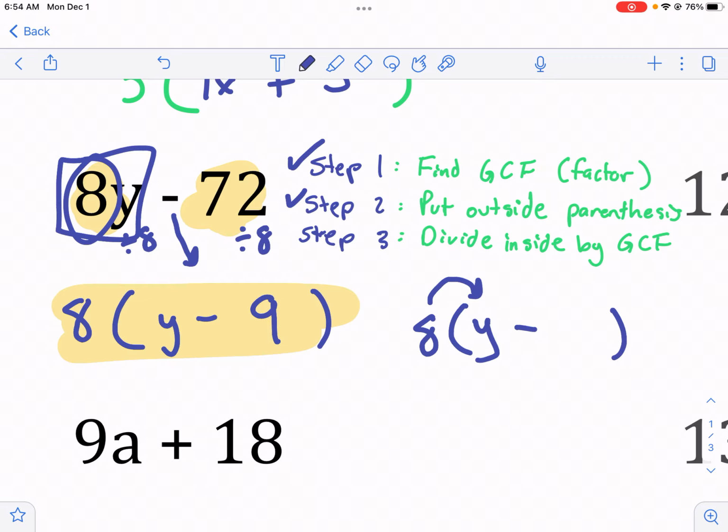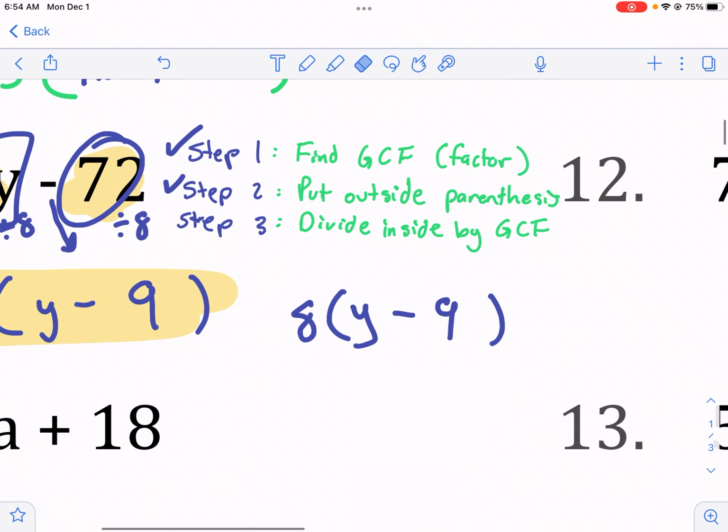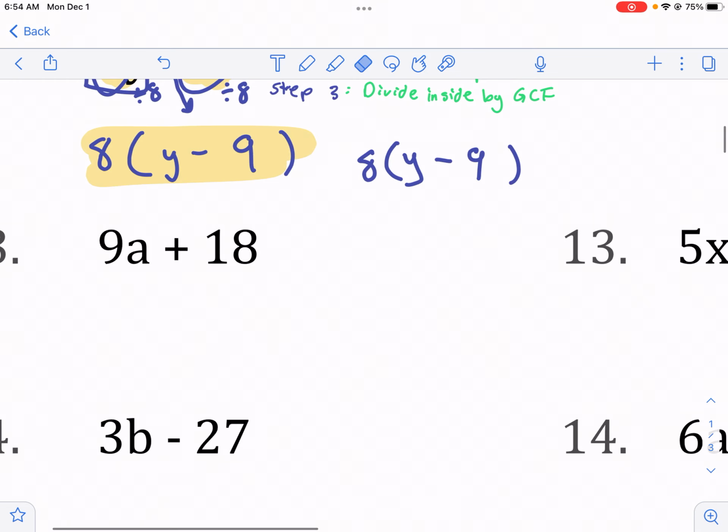And then I think to myself, 8 times what gives me 72? And I'm looking over here now. And I think, okay, 8 times 9 gives me 72. So it's the same thing I just did with division, but it's just a different way to think of it, making it into a multiplication. And I have found that students like that.